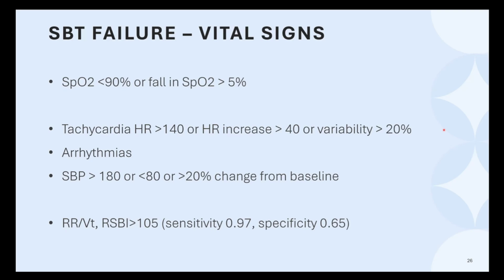However, having said that, because this RSBI is sensitive but not so specific, if your RSBI is more than 105, you can say that the patient will fail. It is a predictor of extubation failure and weaning failure. But if the RSBI is normal or less than that number, it doesn't necessarily predict your success. Okay, so it doesn't mean you'll be successful because, as we mentioned earlier and will go into later, there are a lot of other factors that come into play when we wean a patient, not just the respiratory rate.